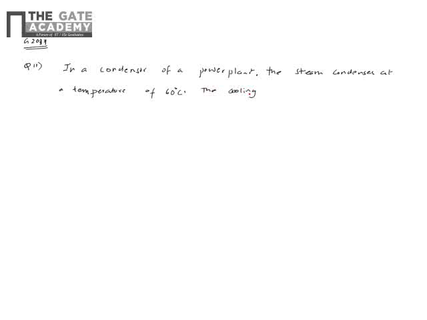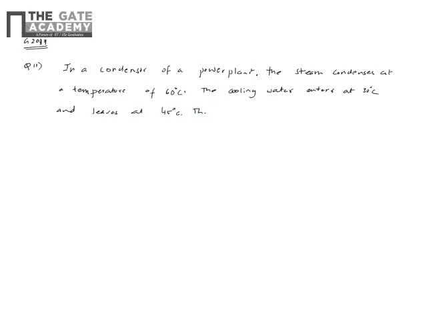In a condenser of a power plant, the steam condenses at a temperature of 60 degree Celsius. The cooling water enters. So obviously, to condense the steam you need to provide a cooling medium, which is water here. That's what happens in a power plant, right? The cooling water enters at 30 degrees and leaves at 45 degrees Celsius.